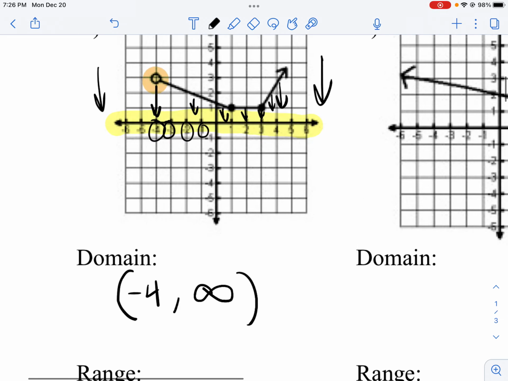The reason why we use positive infinity here is because we'll notice the graph is going forever in the positive direction.